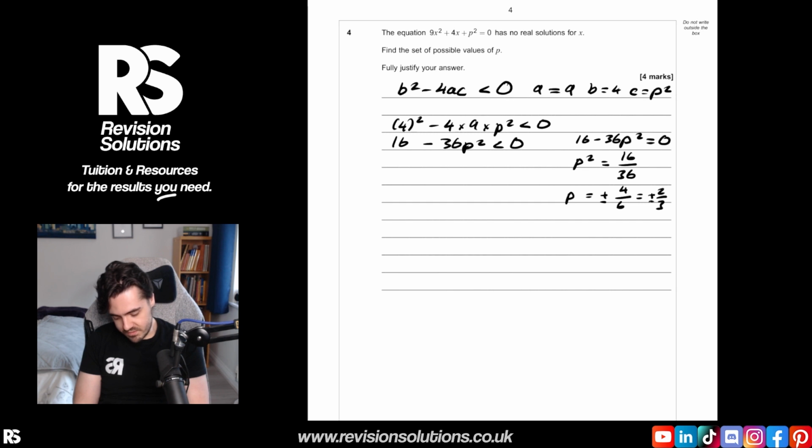Then we can plot this quadratic of 16 minus 36p squared. If I draw some axes here, the roots are going to be at plus or minus 2/3. So let's say that's minus 2/3 there, and plus 2/3 there. The graph's going to do something like this.